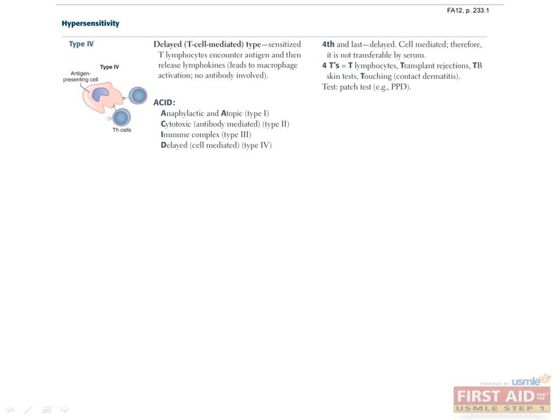Finally, we come to type 4, the only cell-mediated reaction, also known as delayed type hypersensitivity, as it occurs when sensitized T cells encounter antigen and release lymphokines. This type of hypersensitivity is implicated in transplant rejection and contact dermatitis. The common PPD skin test for tuberculosis also relies on delayed type hypersensitivity in its results.